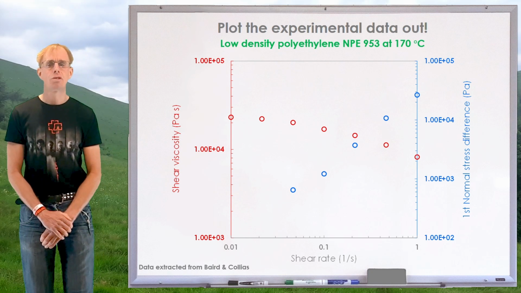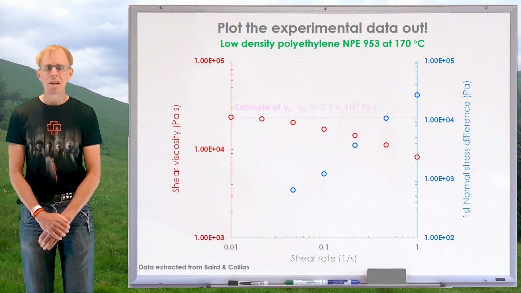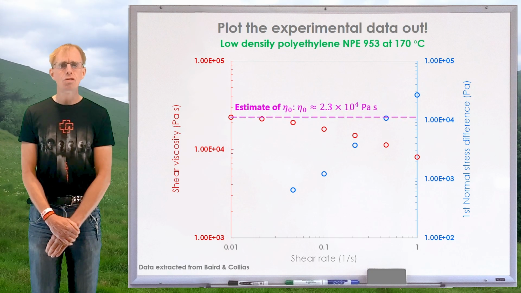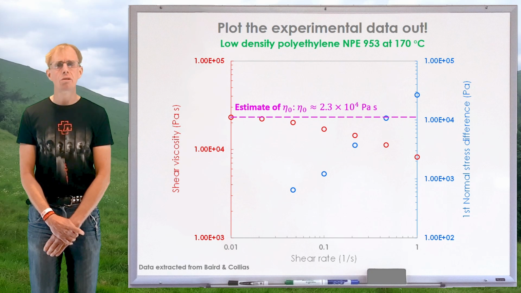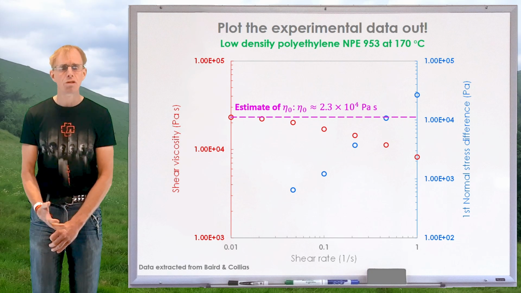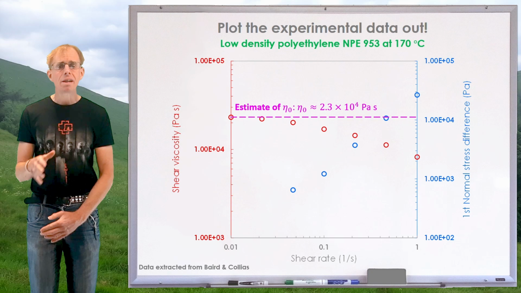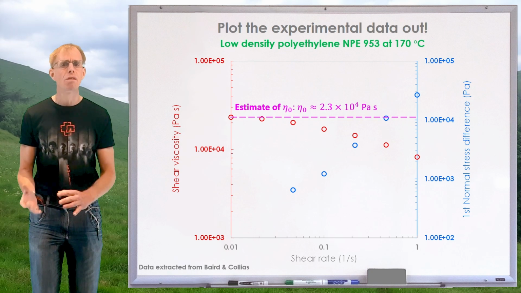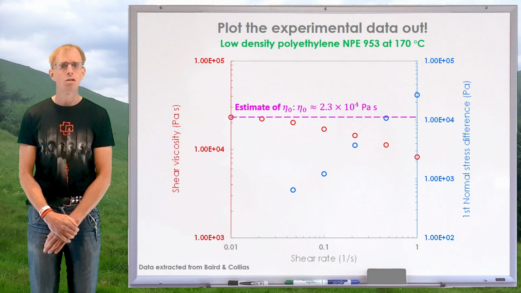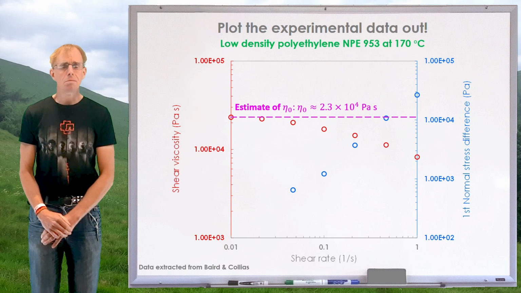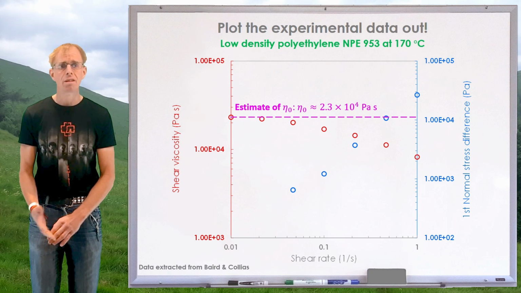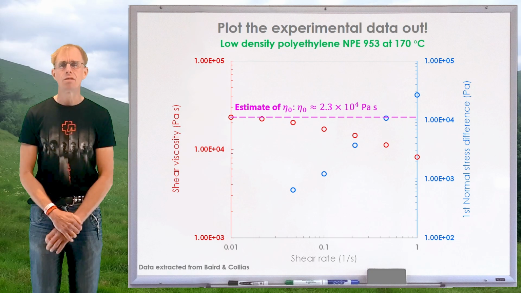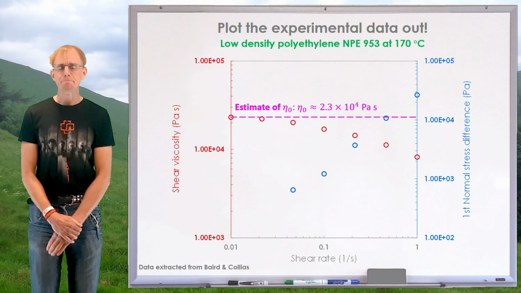Let's look at the shear viscosity first. We can see at low shear rate the value of the shear viscosity is sort of starting to plateau. And so if we look at the lowest shear rate, 0.01 reciprocal second, we can make an estimate that our zero shear rate viscosity is going to be around 23,000 Pascal seconds, or thereabouts. It's not going to be a great deal more than that, it's not going to be a great deal less than that. And so that gives us a fairly solid estimate of what that parameter should be.